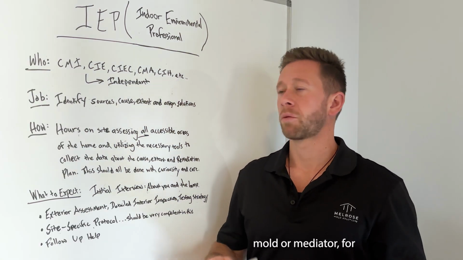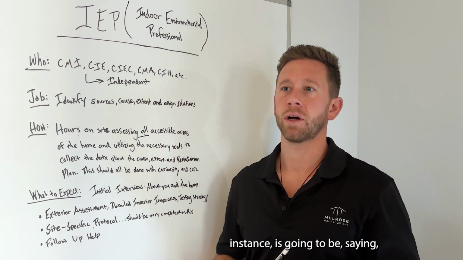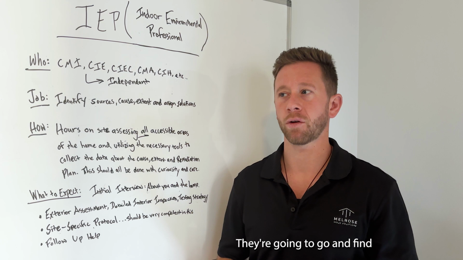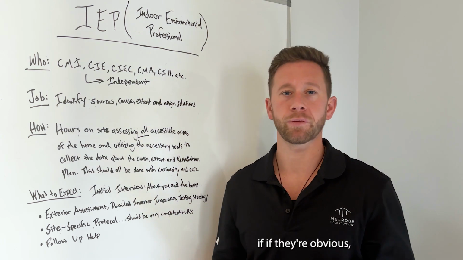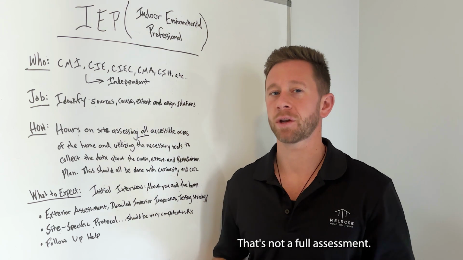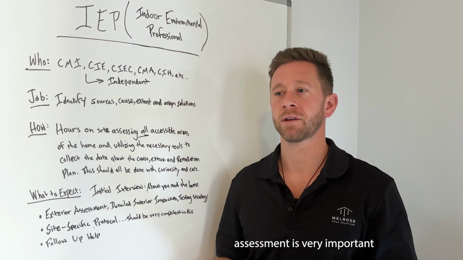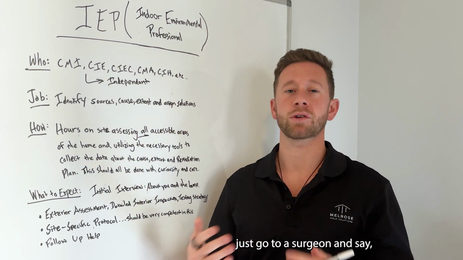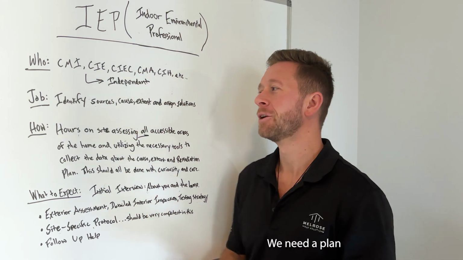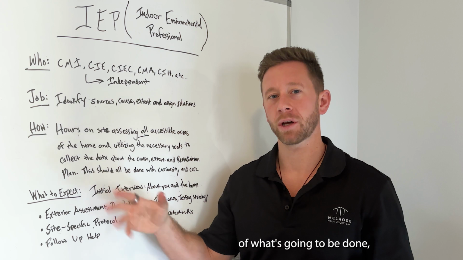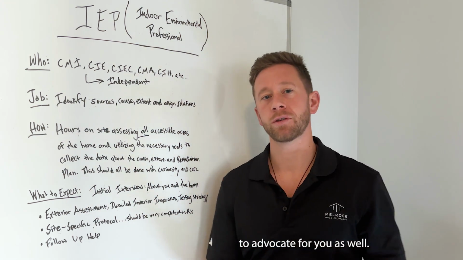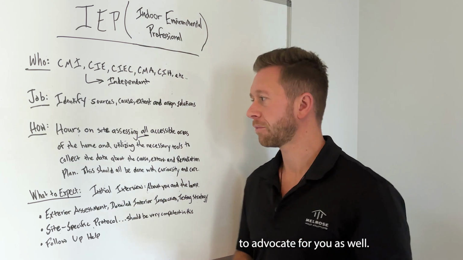If your mold remediator, for instance, is going to be saying, hey, we're going to do a free inspection for you, it's basically just a free estimate. They're going to go and find a couple areas of mold if they're obvious, and then they're going to give you an estimate to remediate it. That's not a full assessment. A full third-party assessment is very important, because you wouldn't just go to a surgeon and say, cut me open and start doing surgeries on me. We need a plan of what's going to be done, how it's going to be done. That's what an IEP is for, and they're on your side to advocate for you as well.